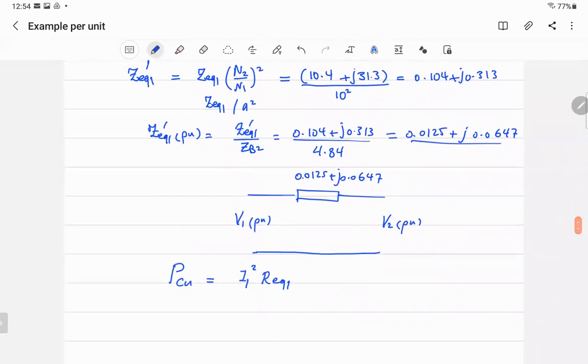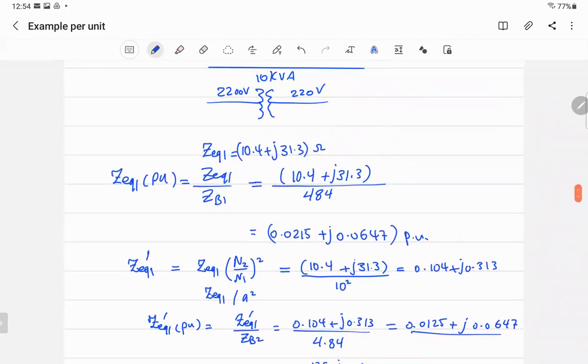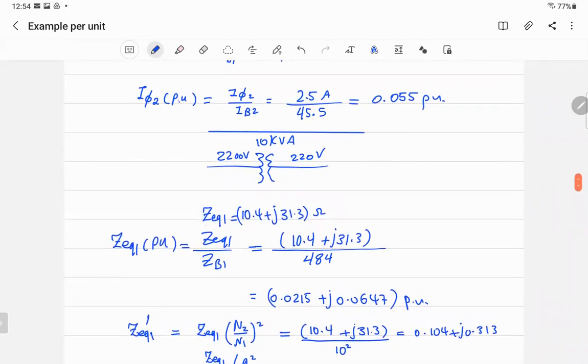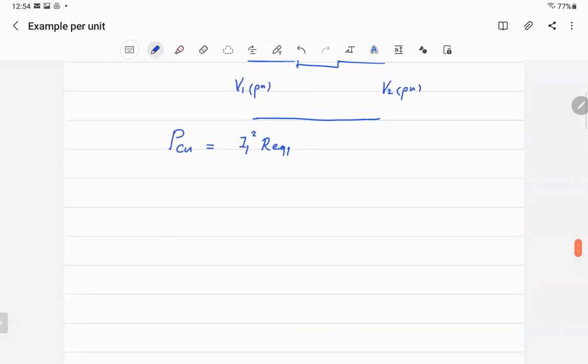Is R equivalent 1 given? Yes. Because if you go for Z equivalent, Z equivalent equals 10.4 plus j31.3. It means R equivalent 1 is equal to 10.4 ohm, and X equivalent 1 is equal to 31.3 ohm. So I already know the equivalent resistance on the primary side, 10.4. So I will say that's equal to 10.4.